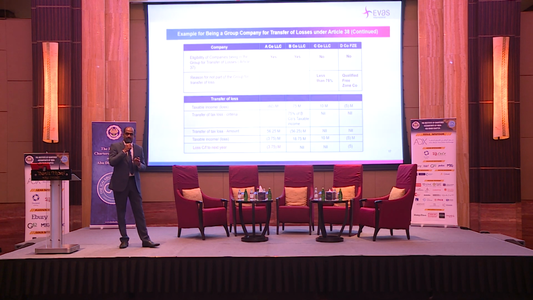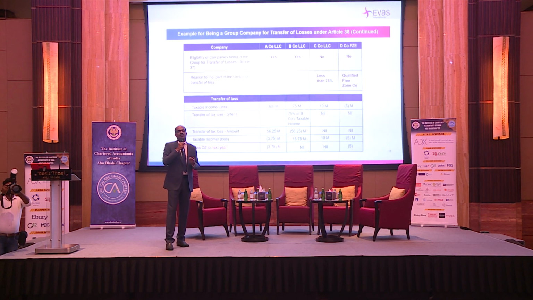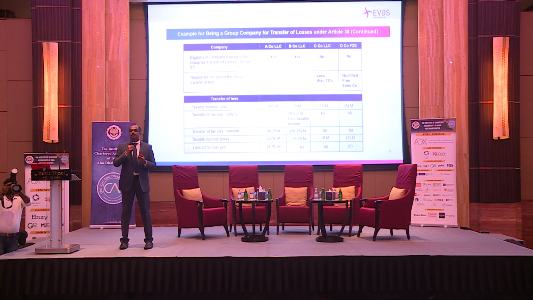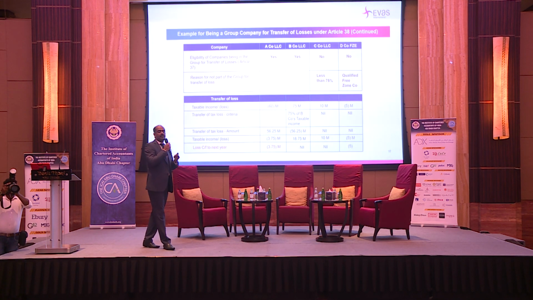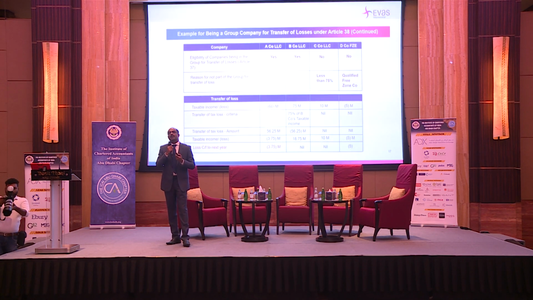So the net taxable income of B company LLC will become 18.75 by this transfer of tax losses. That is an interesting provision, but you need to see that in most companies the capital structure may be different. One common person may not have 75% shareholding in all the companies.